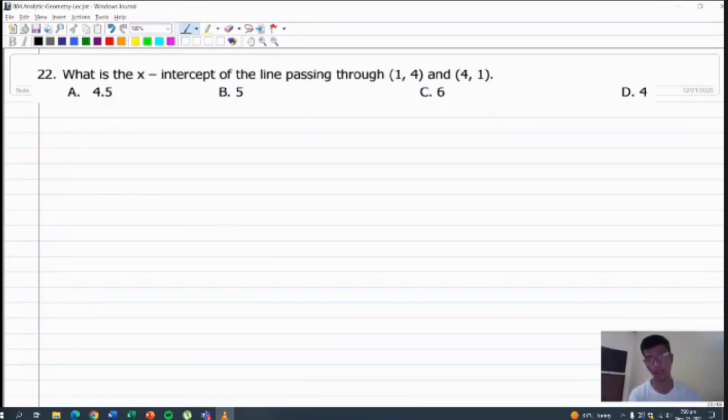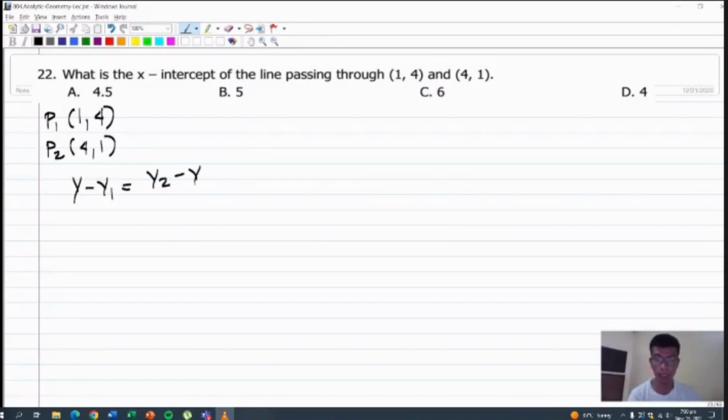What is the x-intercept of the line passing through the points? Point number 1 is (1, 4), and point number 2 is (4, 1). Siyempre, kailangan malaman natin yung equation of the line, and that is using 2 points, or the 2-point form. y minus y sub 1 is equal to y sub 2 minus y sub 1 over x sub 2 minus x sub 1 times the quantity x minus x sub 1.